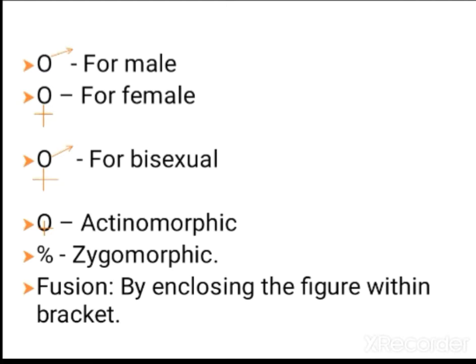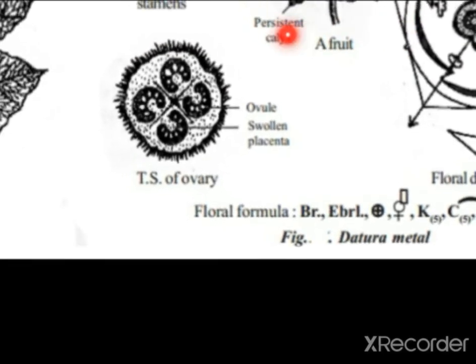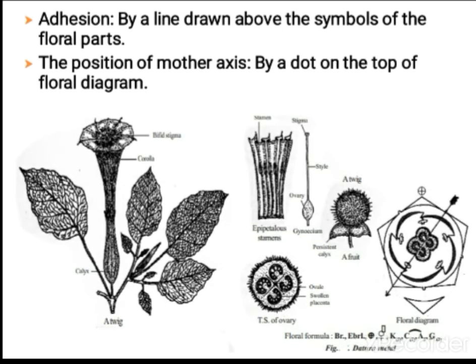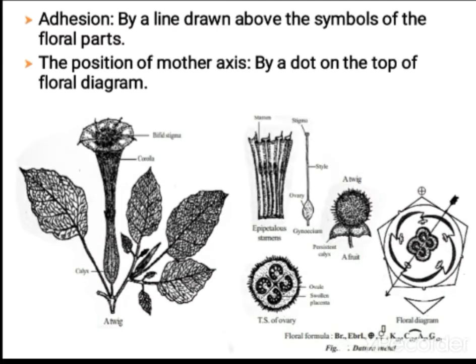Next one, fusion. Fusion is shown by enclosing the figure within a bracket. For example, can you see here? The K5 has been given within the bracket. What does it mean? When the symbol is within the bracket, it means fusion of the petals, fusion of the sepals. Next one, adhesion. When one line is drawn above, for example above C and A, you call that adhesion, meaning both are united.